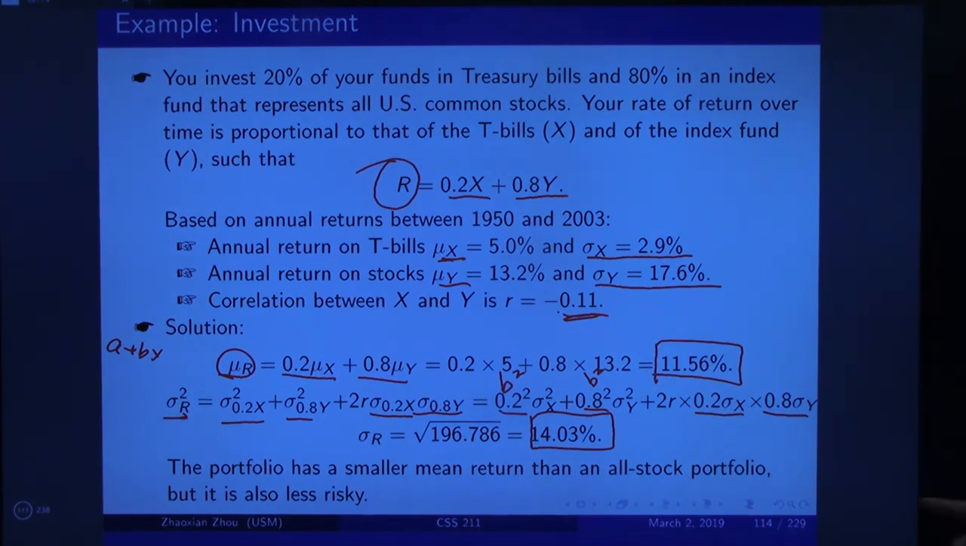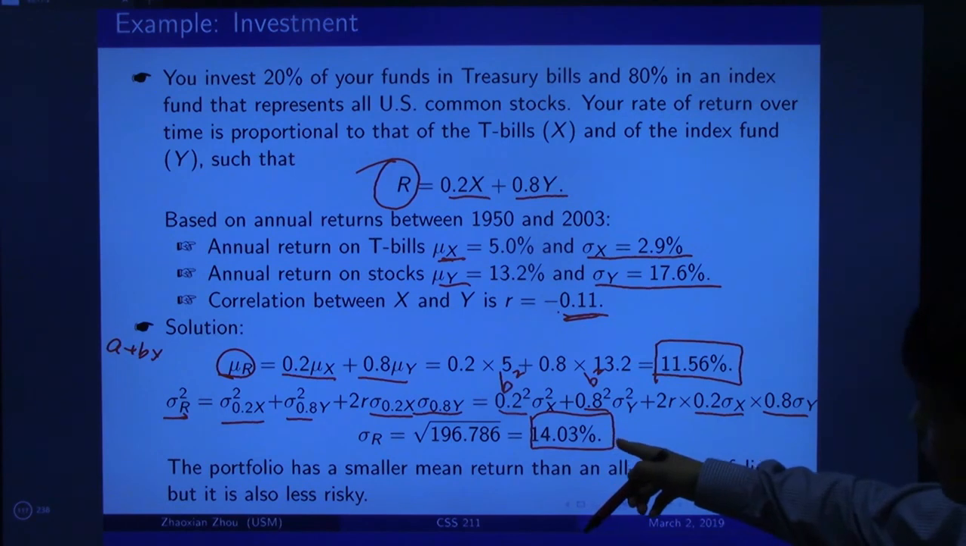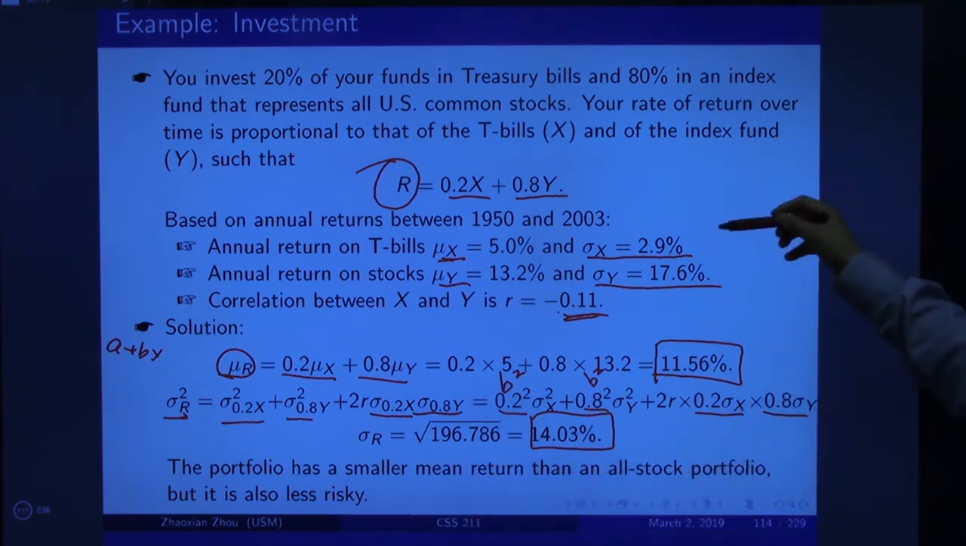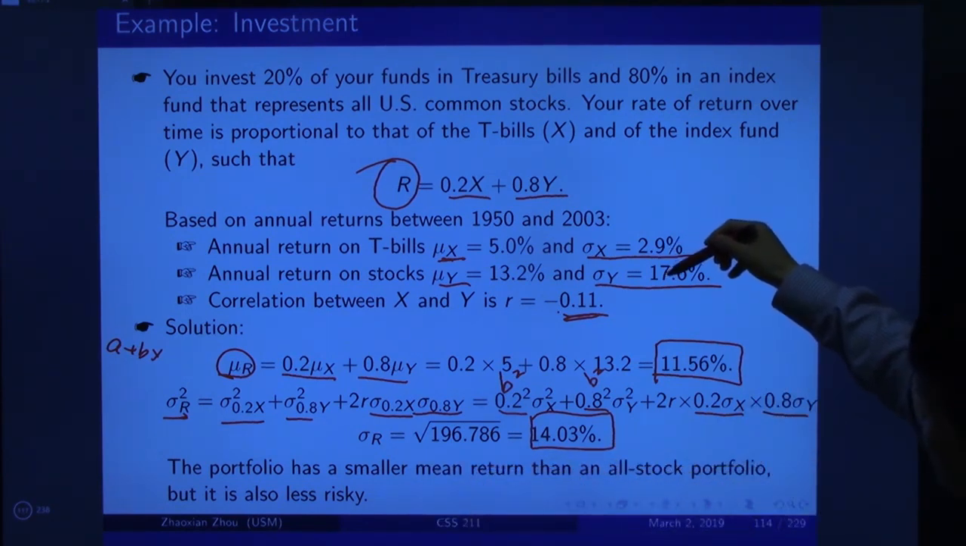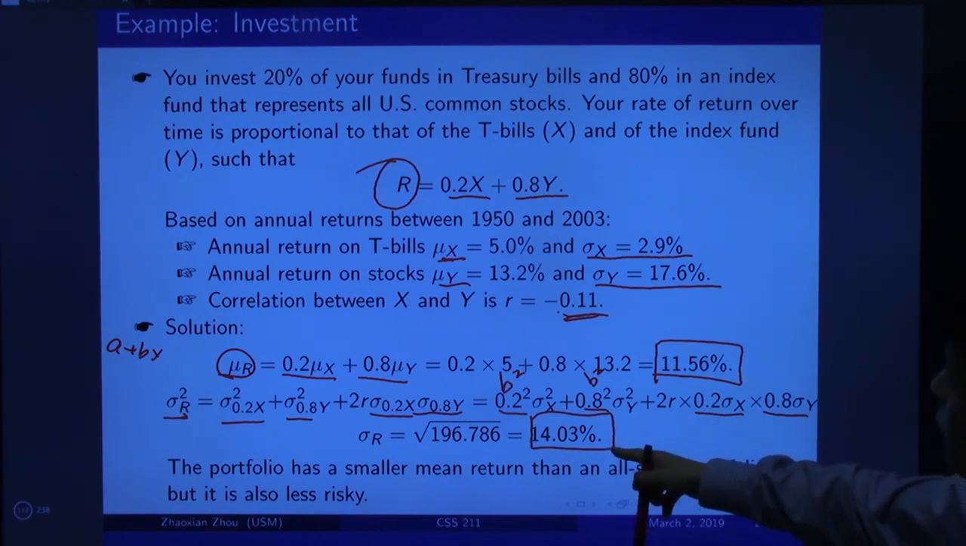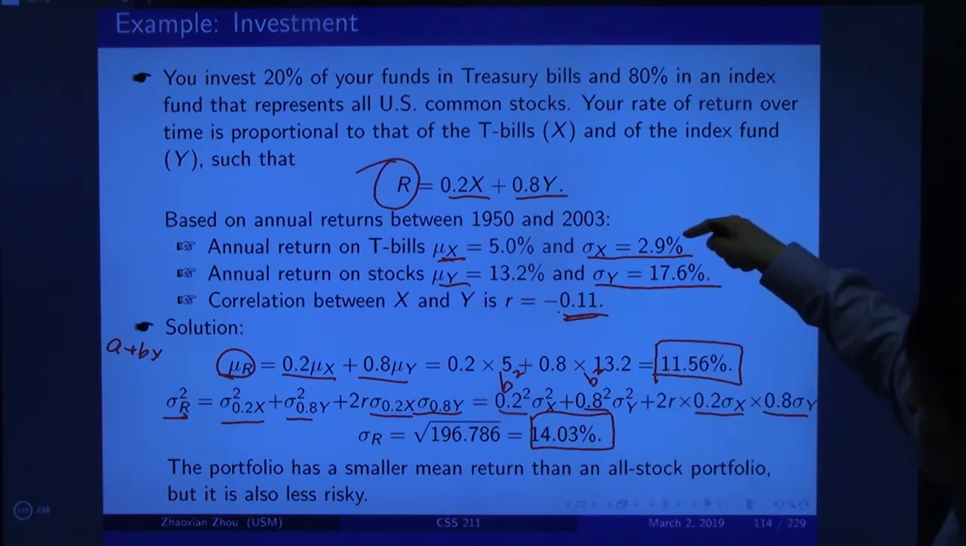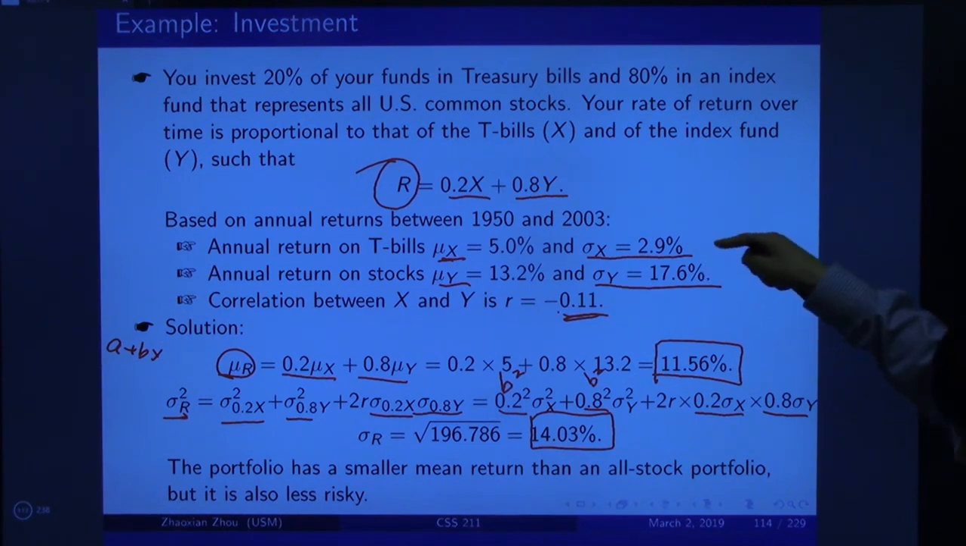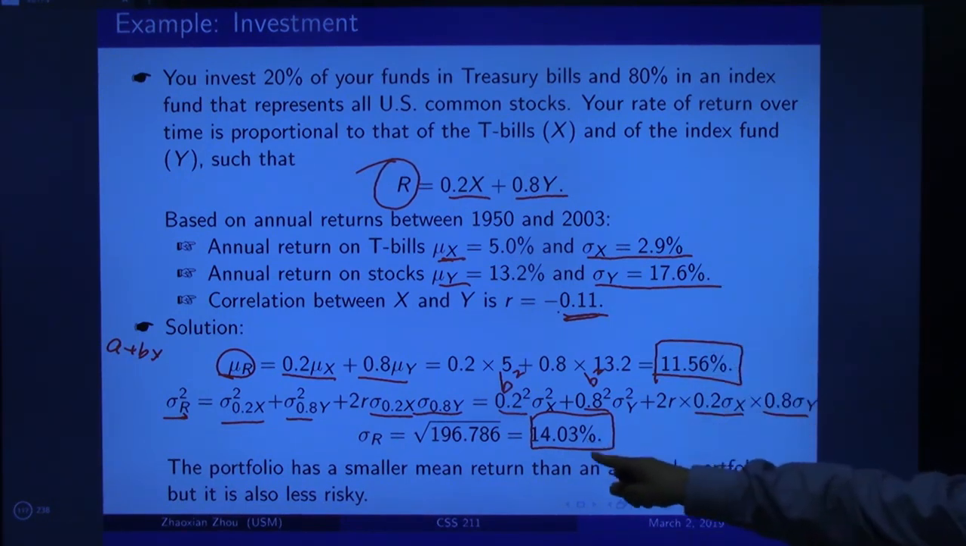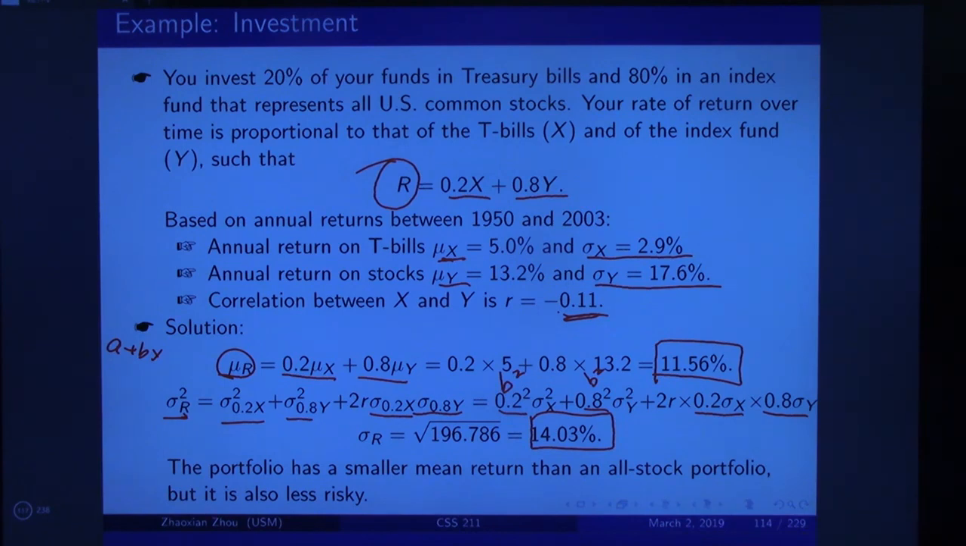Now compare the standard deviation of your investment with the T-bill and the stock market. We can see this one is not as stable as the T-bill, but is less risky than the stock market because you diversify your investment. So you can see your return is in between and your risk is also in between. So the portfolio has a smaller mean return than the all-stock portfolio, but is also less risky.